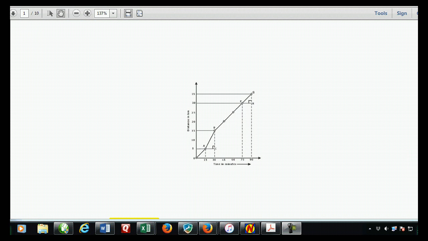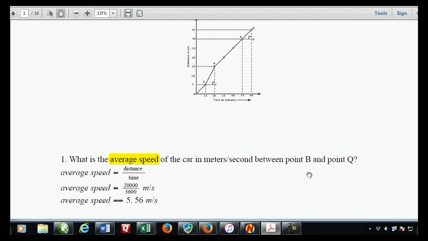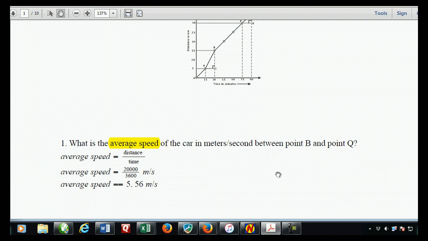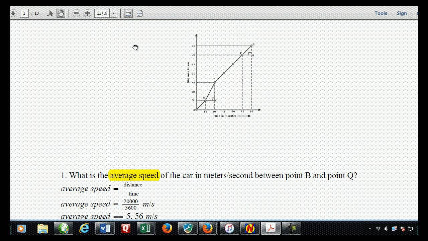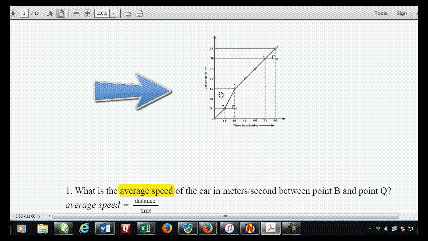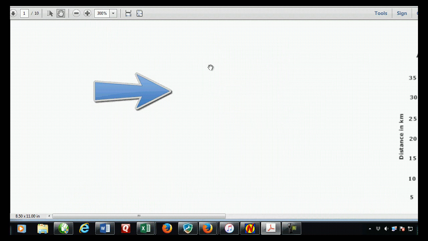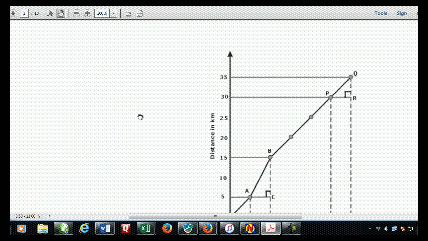Okay guys, let's look at the test review, looking at the questions. First question said, what is the average speed of the car in meters between point B and point Q? Gotta remember, average speed is distance over time. So all you have to do is come up here, look at the distance from point B to Q.